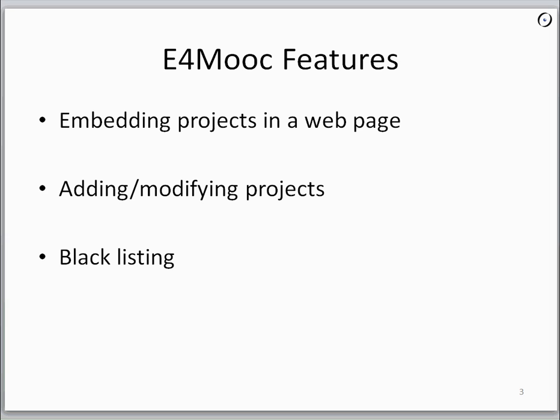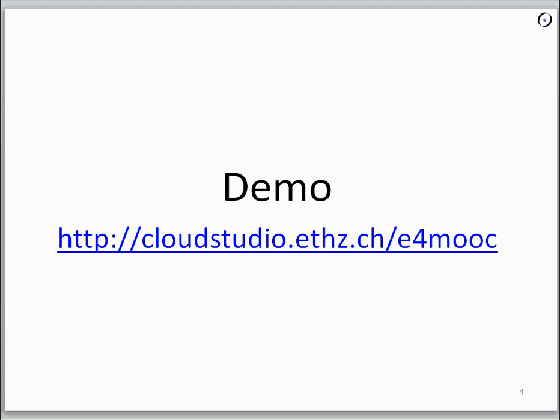So with the current prototype, there are three main features that I'd like to show you here. The first is how you can embed Eiffel projects in arbitrary web pages. The second feature is how you add or modify the projects that you make available online. And the third feature is blacklisting. Let me switch to a demo.